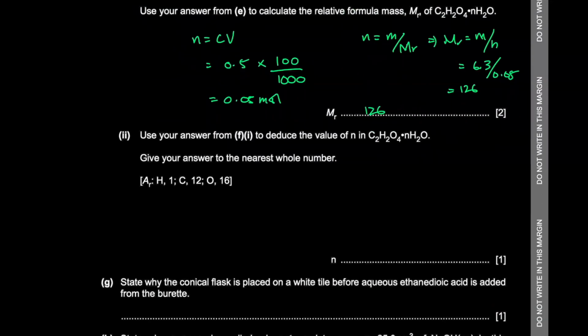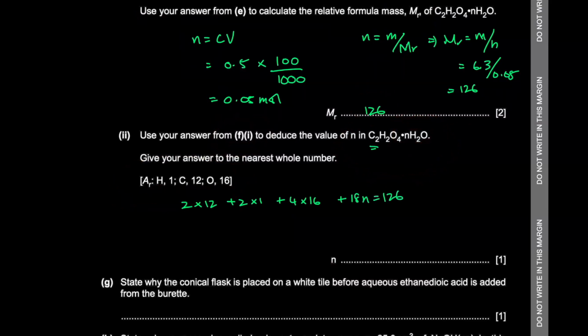Then use your answer from F part 1 to deduce the value of n. Now this whole thing has an Mr of 126, right? So we have 2 carbons, which is 2 times 12. We have 2 hydrogens, which is 2 times 1. We have 4 oxygens, which is 4 times 16. Okay, the atomic masses are given to you in the question. And we have n waters, right? We don't know how many waters we have. Water is 18. 16 plus 2 hydrogens, right? 1 oxygen is 16, and then 2 for the hydrogen, so 18. So we have plus 18n is equal to 126.